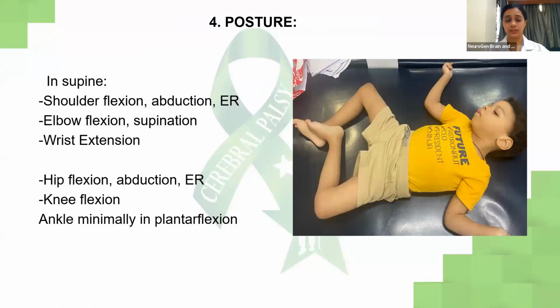Second most important part of observation is the posture. Posture will tell you what the child is recruiting, what muscles are tight. That will also help you from the therapy point of view. If you see this child, he is lying in supine position. His shoulder is in flexion, abduction, external rotation, elbow is flexed and supinated, wrist is in minimal extension. He has basically a frog leg appearance. His hip and knee are flexed, abducted, and externally rotated. So all these postures need to be taken care of.